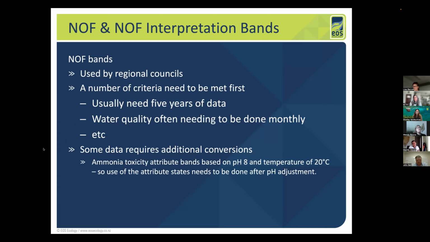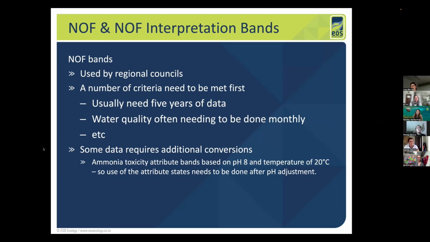So in summary, the NOF bands are used by regional councils. There's a number of criteria that need to be met. Usually it's 5 years of data. So when you go onto the LAWA site, it's usually showing a median value for 5 years. Water quality often needs to be done monthly, but there's a whole bunch of other criteria in there as well. For example, under the fish IBI score, you've got to use conventional sampling, and it's got to be done in a certain time of year and other things like that.